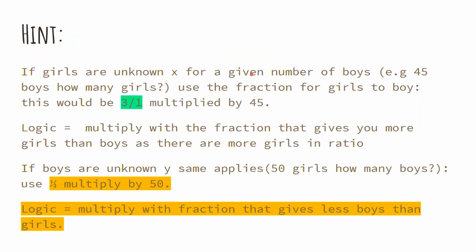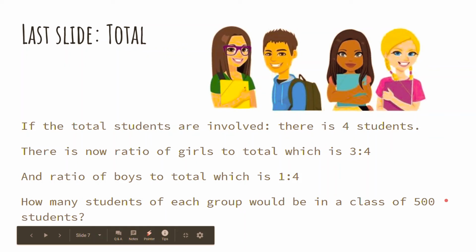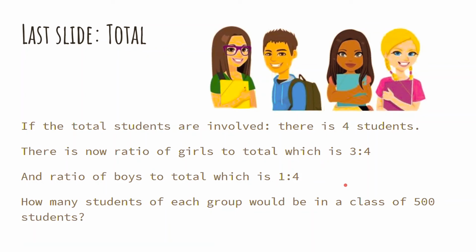Going back to the question that we left out, this one, the students. You can try to work out, if there's a class of 500, how many students would be there in total? You can pause and try, but it shouldn't be too difficult. In the end, your boys to girls should be 3:4 when you do the calculation.